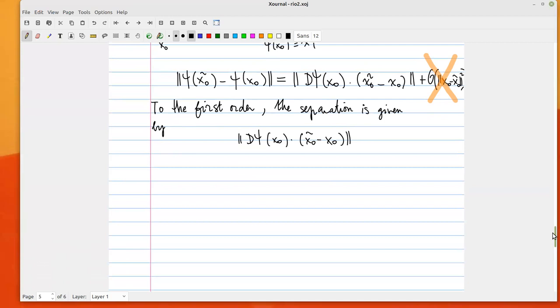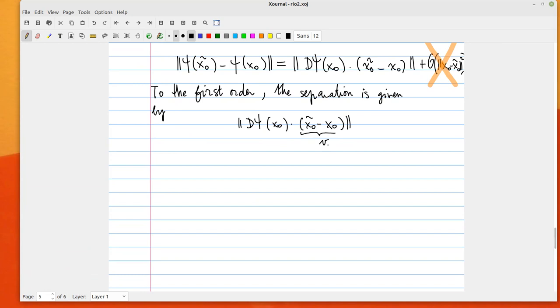Now I call this vector v zero, and we will call this the initial tangent vector. And if we talk as physicists, we will say the displacement deviation vector. So v naught is the initial deviation vector, the same.